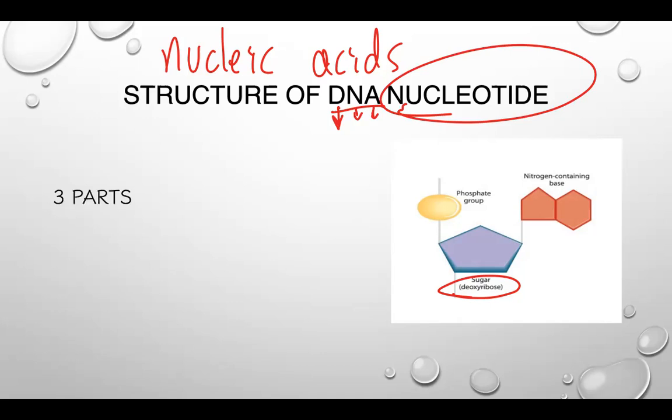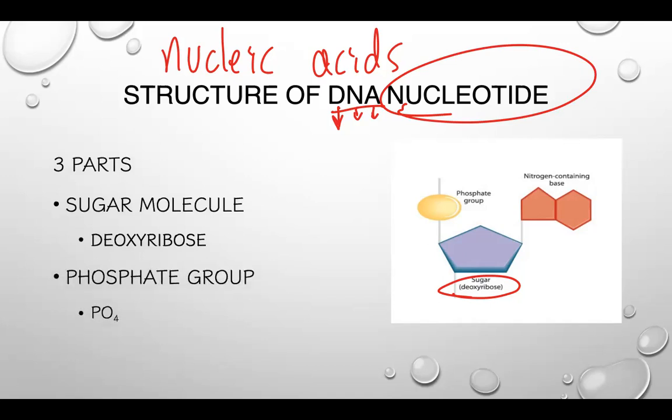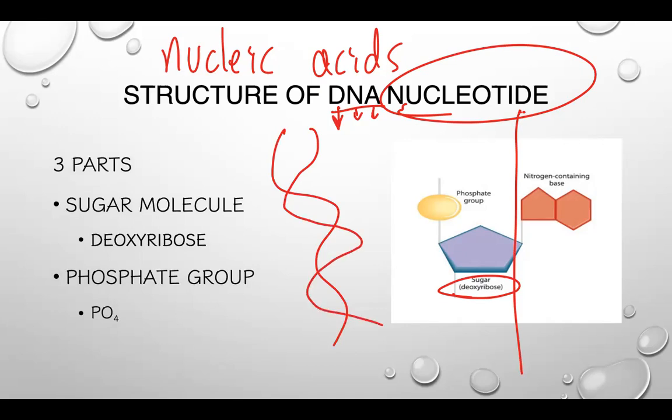And you can see the 3 parts of a nucleotide in this diagram. We have the sugar molecule and the phosphate group. Now this makes up the sides. If you think of DNA as like a winding ladder, that's a terrible double helix, but anyway.